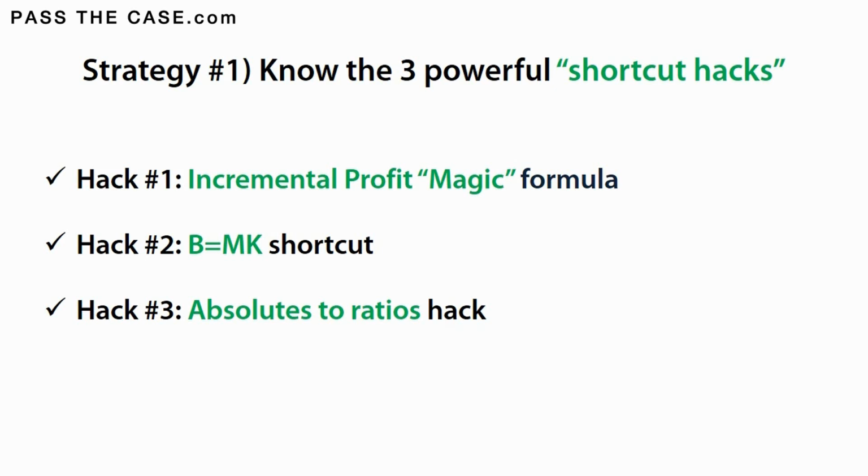The third hack is what I call the absolute to ratios hack. If you are given absolute numbers in one situation, and you need to calculate absolute numbers in a future situation, you can use ratios to estimate how those original values would increase, decrease, or stay the same.